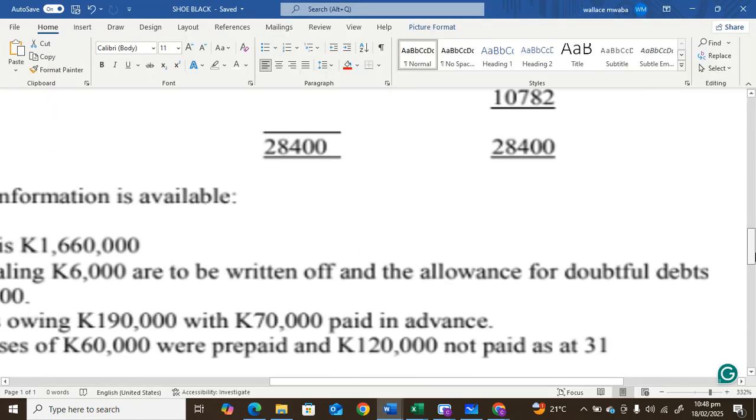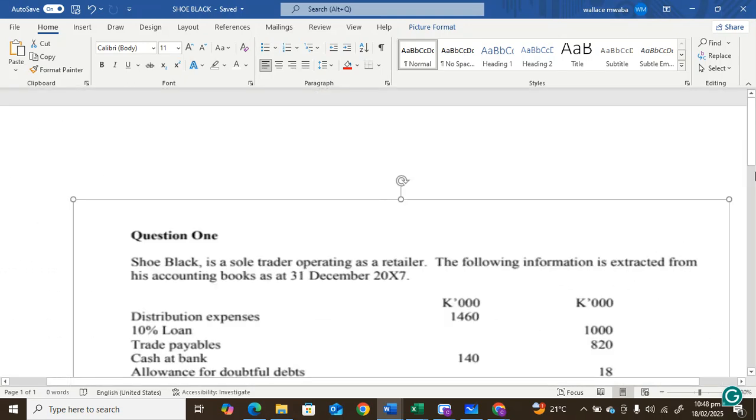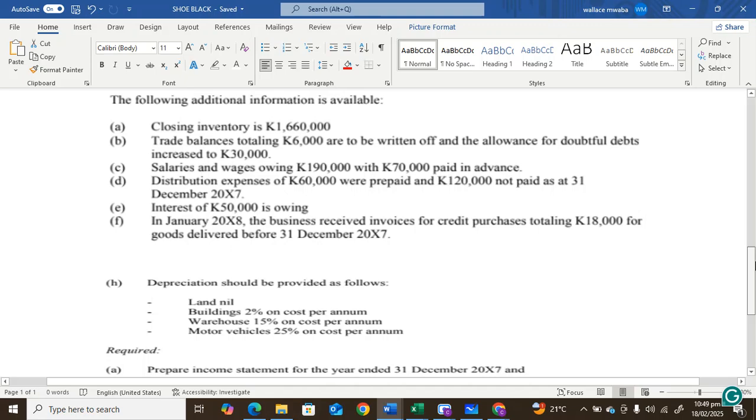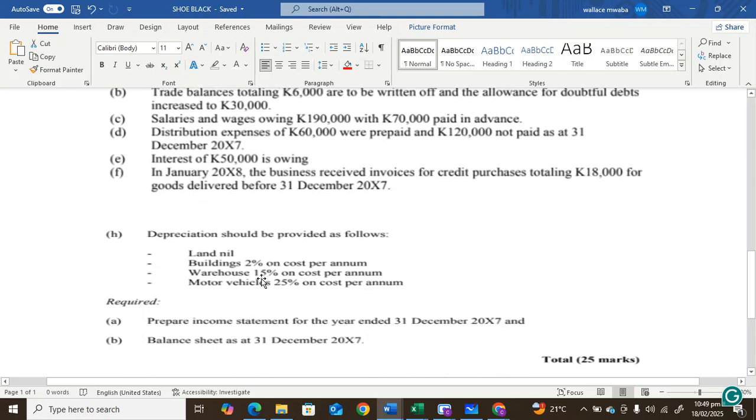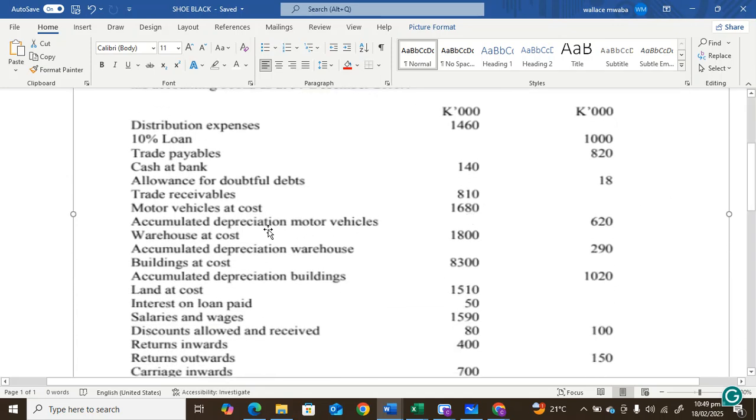So we've got depreciation for buildings. Next is to get depreciation for warehouse, 15% on cost. So you go to warehouse at cost, 1,800,000. What is 15% of 1,800,000?